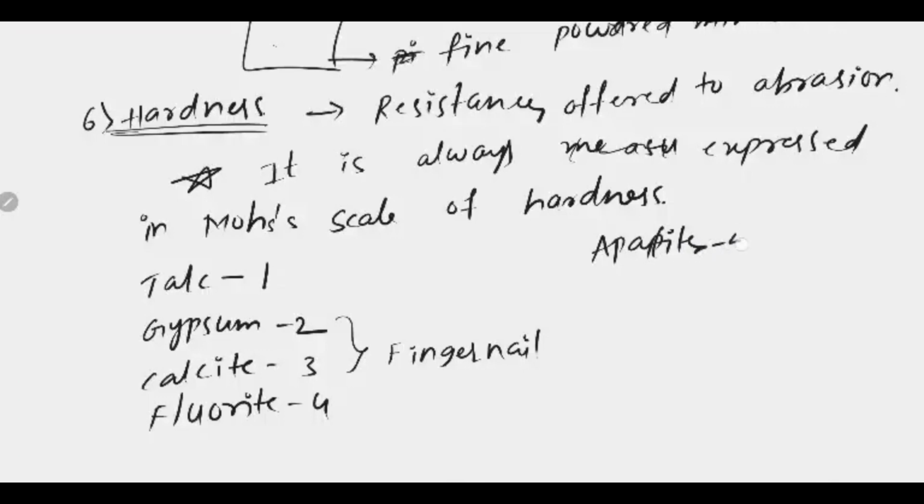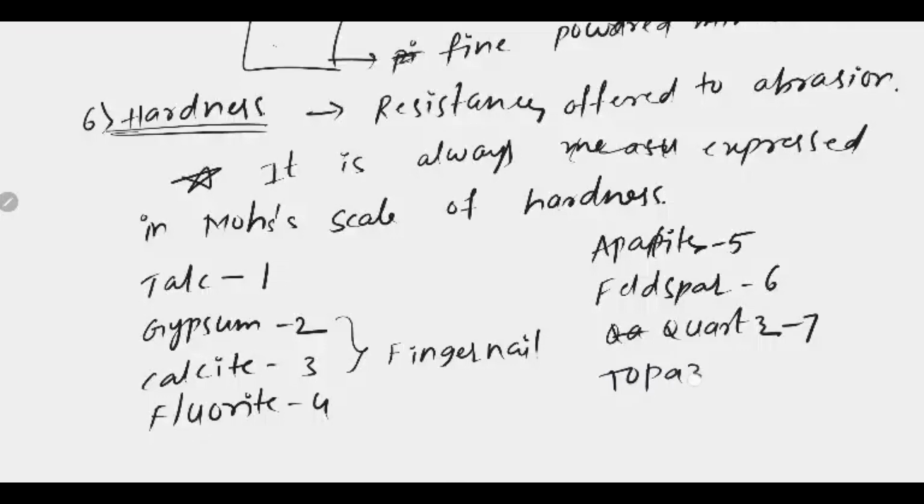apatite 5, feldspar 6, quartz 7, topaz 8, corundum 9, and the hardest mineral is diamond, which has a hardness of 10. These are the 10 minerals of the Mohs scale of hardness.